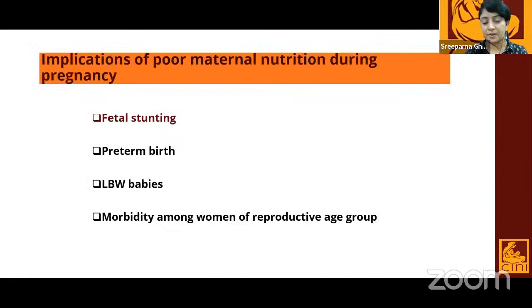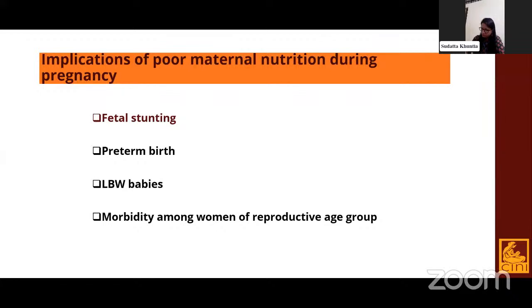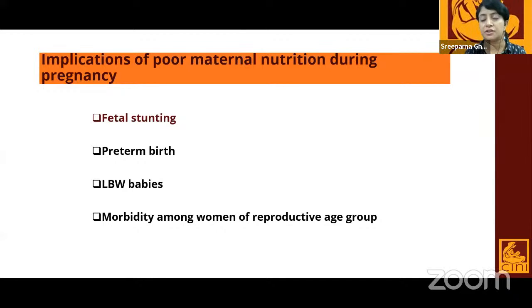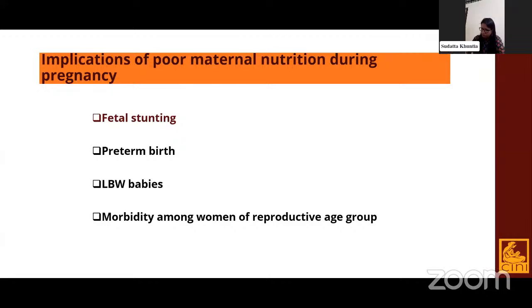We all know that improper nutrition during the pregnancy period has quite a few implications. One of the major implications is fetal stunting, which means that the fetus in the womb will not be of adequate length. So that happens to be one of the major impacts of poor maternal nutrition. And along with that, preterm birth, low birth weight babies, and morbidity among women of reproductive age group are some of the major implications of maternal nutrition.